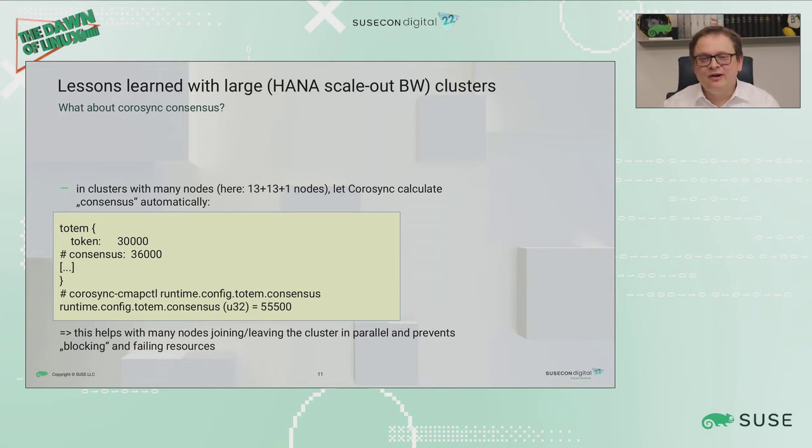And why is that so important? Because under certain situations when there are many nodes joining or leaving the cluster, for example, if you start Corosync after a maintenance on all 27 nodes in parallel, then this is very likely to fail, and setting this to something considerably higher or even automatically helps dramatically.